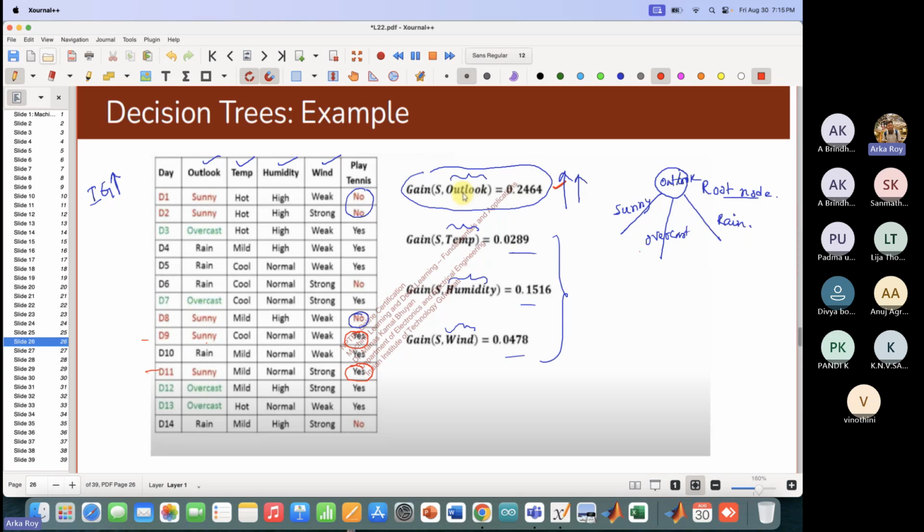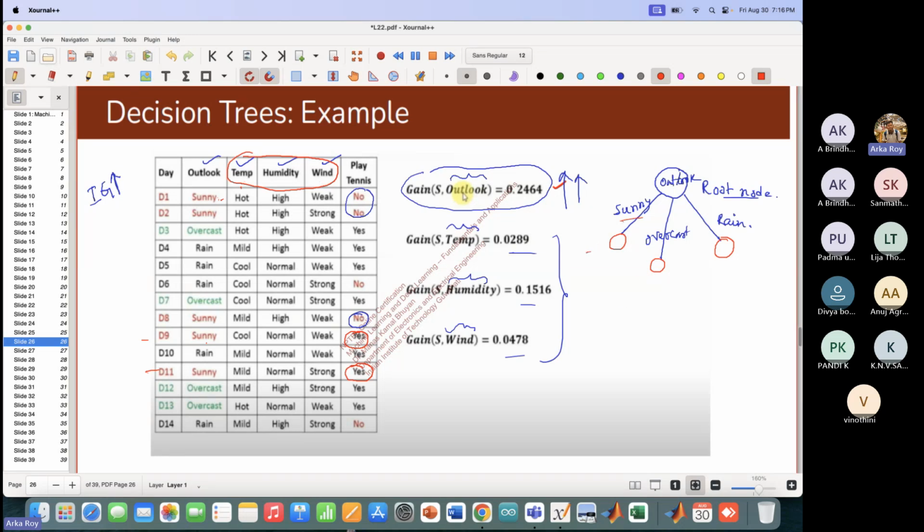So that means if you choose these to be the next node, you can see that just by choosing sunny, there is some sort of ambiguity. There is a 50-50 chance. So you cannot use sunny alone as the main classification rule. So after you have chosen sunny, you are left with three other attributes: temperature, humidity, and wind.